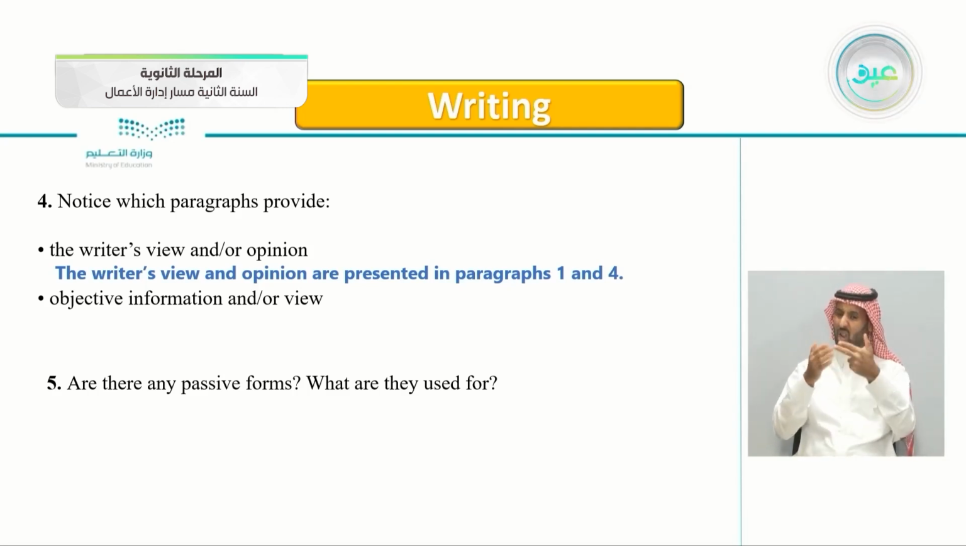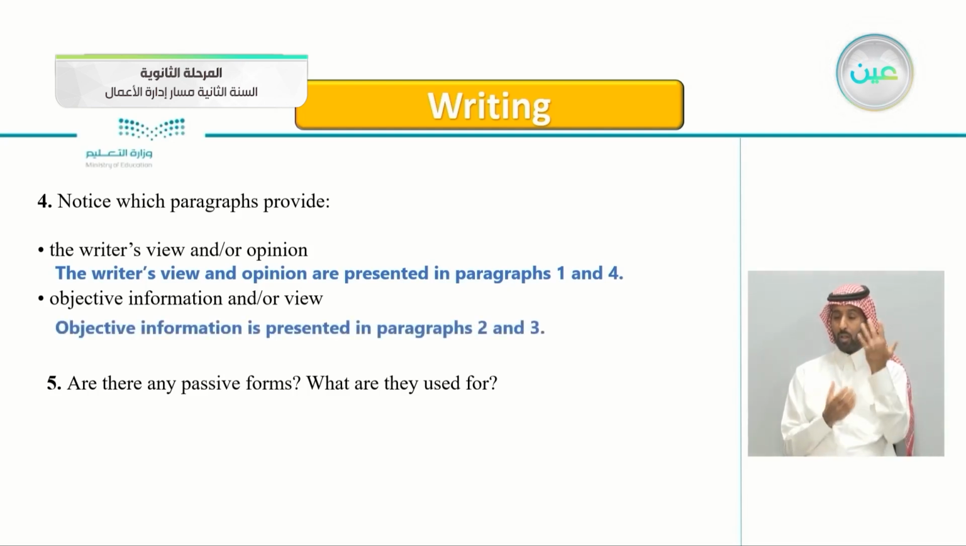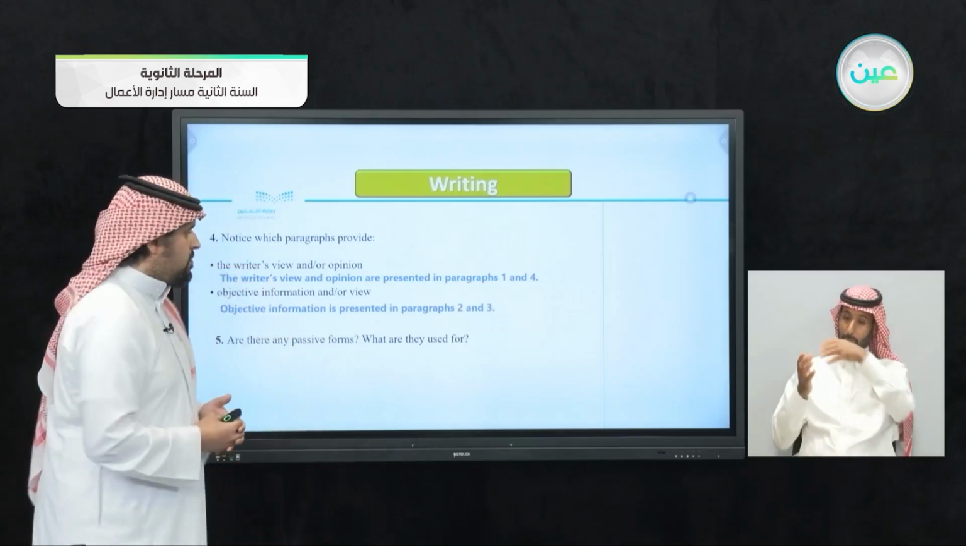Objective information and view. Objective, without him thinking that. So which paragraphs give us an objective view about the arborist? Let's check the answer here together. Objective information is presented in paragraphs 2 and 3, which we call the body of the essay.